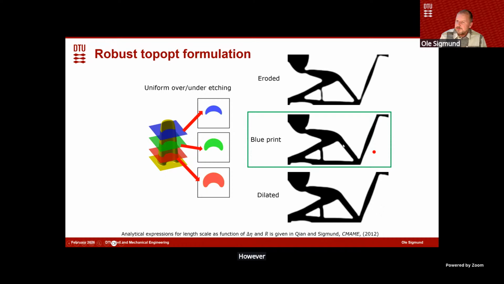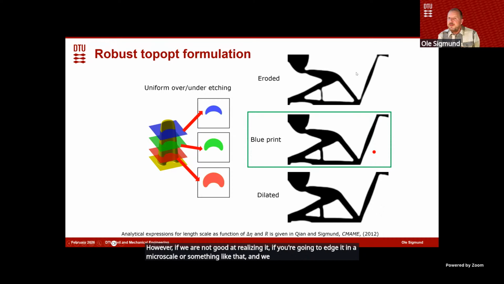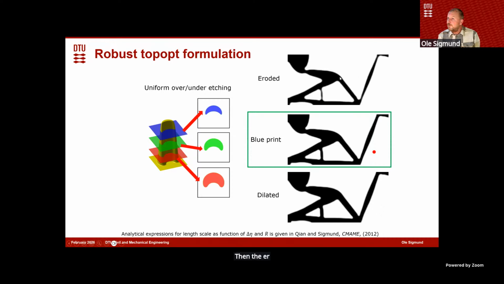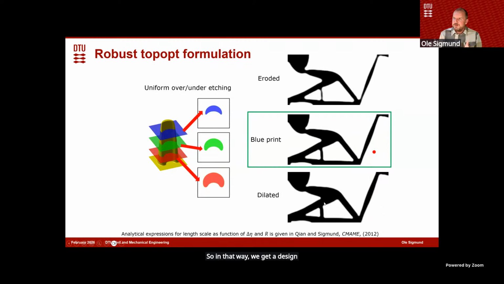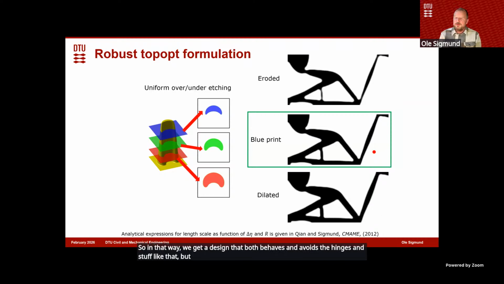However, if we are not good at realizing it, if you're going to etch it in a microscale or something like that, and we etch too much, then the eroded version of the structure will also be performing well. And likewise, if we etch too little, then the dilated will also be doing very well. So in that way, we get a design that both behaves and avoids the hinges and stuff like that, but is also robust towards certain manufacturing errors.